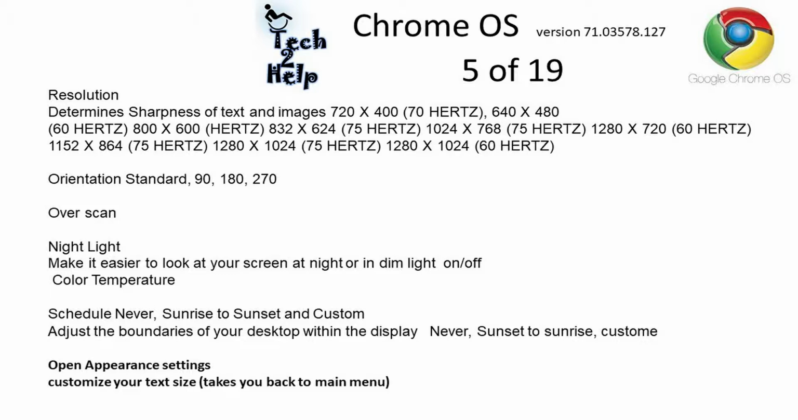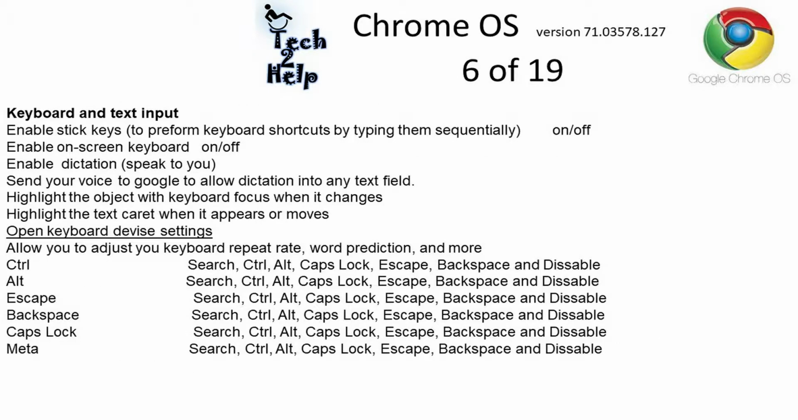Orientation: standard, 90, 180, 270. Overscan. Night light. Make it easier to look at your screen at night or in dim light, on, off. Color temperature. Schedule: never, sunset to sunrise, and custom. Adjust the boundaries of your desktop within the display. Open appearance settings. Customize your text size. Takes you back to the main menu.